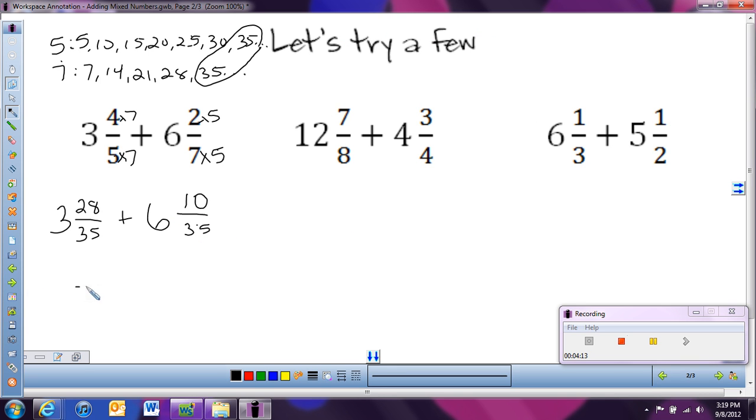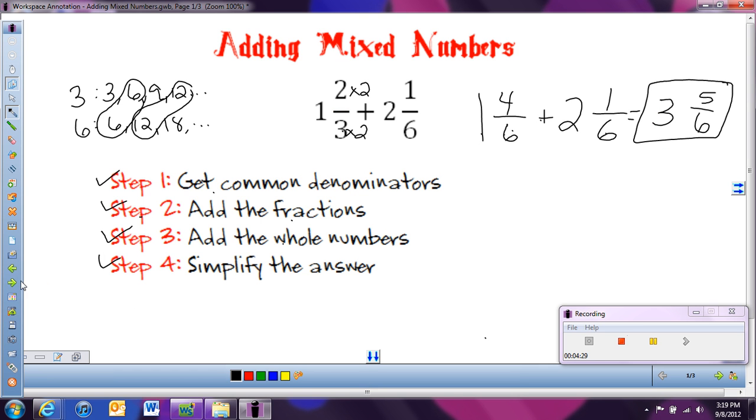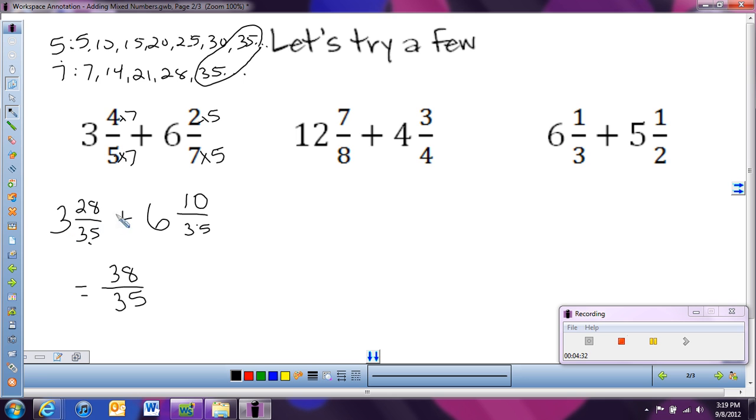I'm just going to write it down here. Here we have 28/35 and here we have 10/35. Remember, when we add fractions, the denominator stays the same. We're just going to add the tops, which will be 38. So now we've added the fractions. Step 3 says add the whole numbers together. So we have 3 plus 6, which will give us 9.